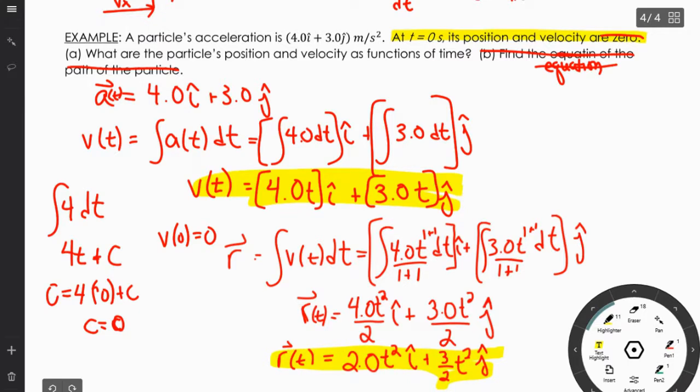All right, so that's how you do vector notation. Two examples, one using derivatives and one using integrals.